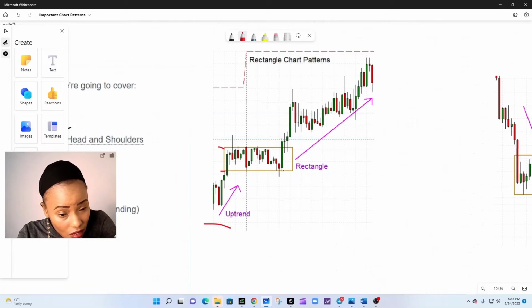And as you can see here, actually price broke out with this bullish candle from the initial high at that range and formed another high. So this price broke out and formed a higher high.